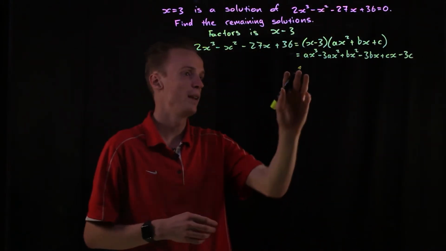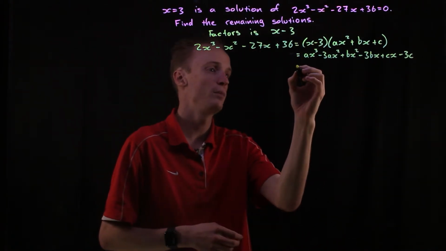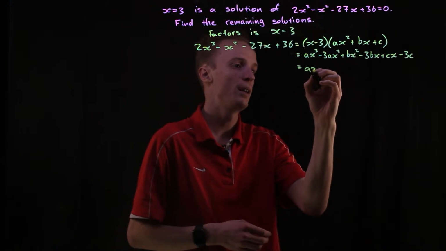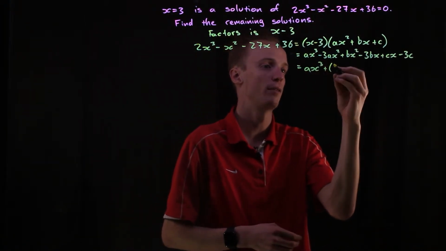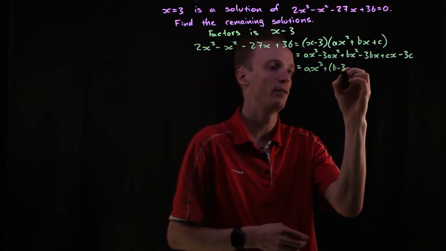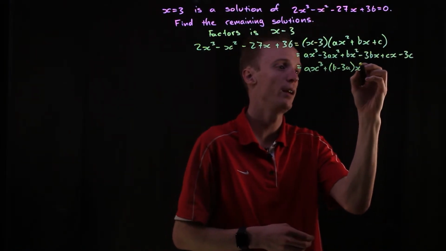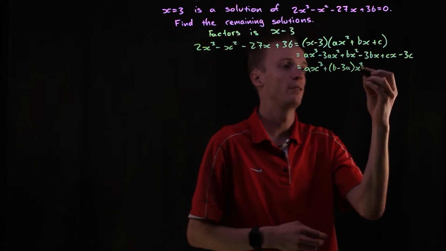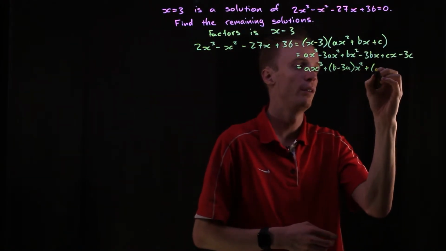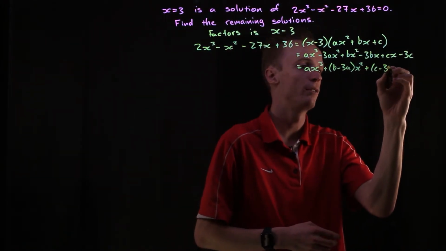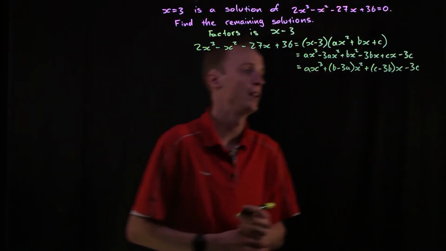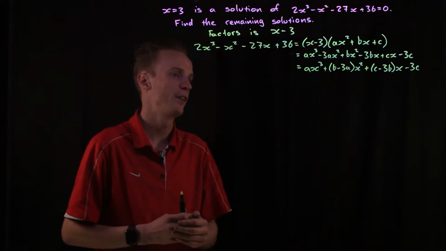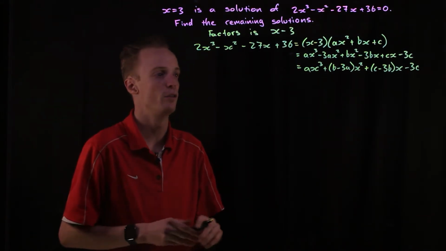And now I've expanded it here, I need to collect the like terms together. So this will end up being ax cubed plus, I'm going to do the b take 3a, so b take 3a x squared. Then I'm going to do the c take 3b for my x's, so c take 3b x, and then take 3c at the end. So now I've collected the like terms, I can now do my equating coefficients.